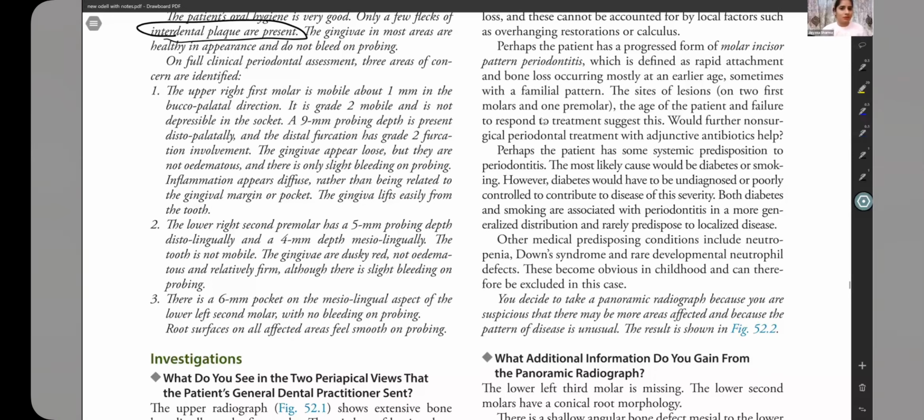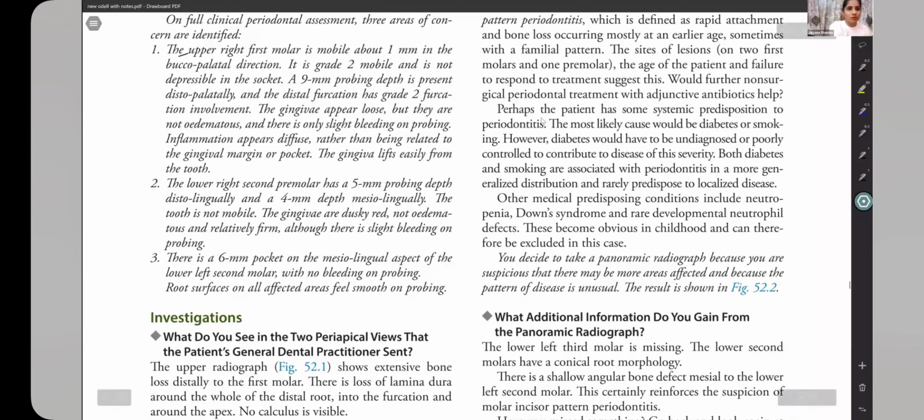On full clinical periodontal assessment, only 3 areas of concern are identified: the upper first molar region, the lower second premolar, and the lower left second molar. The upper right first molar is mobile, about 1 millimeter in the bucco-palatal direction. It is grade 2 mobile, and it has no vertical component or depressibility in the socket. A 9 millimeter probing depth is present distopalatally, and the distal furcation has grade 2 furcation involvement.